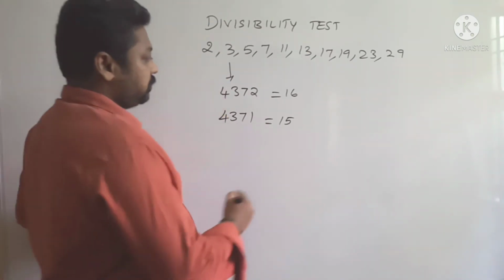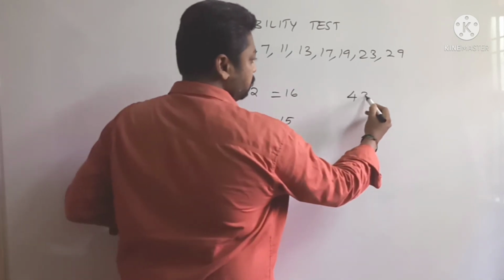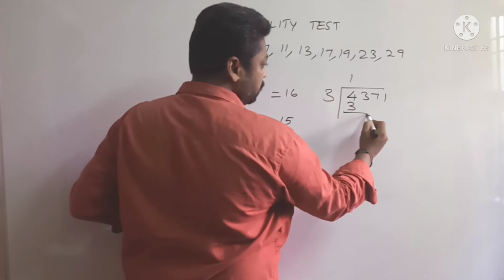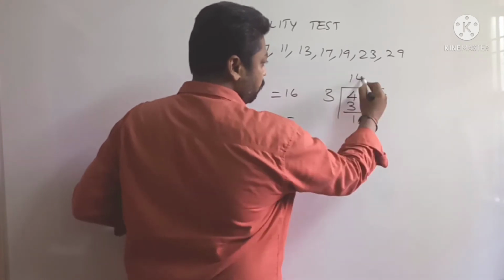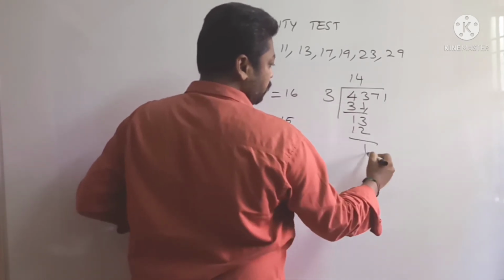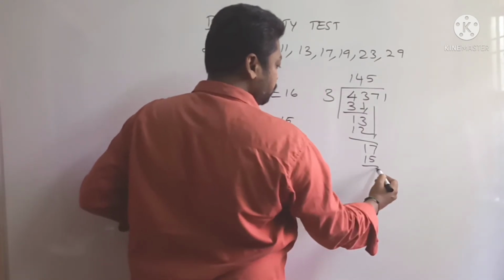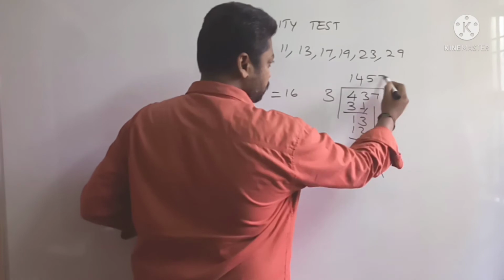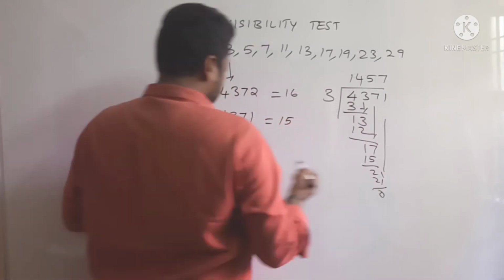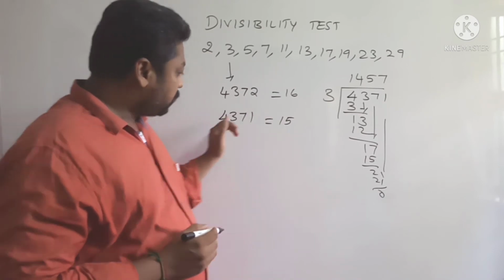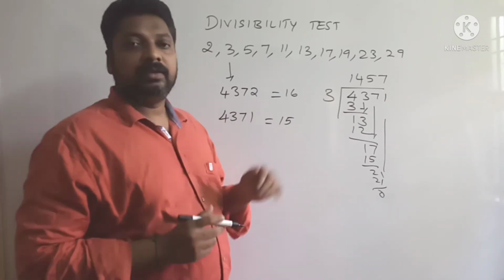So let's check it. 4371 divided by 3. 1 3s are 3, 4 3s are 12, 5 3s are 15, and 7 3s are 21. So 4371 is divisible by 3 because the sum of digits is divisible by 3.